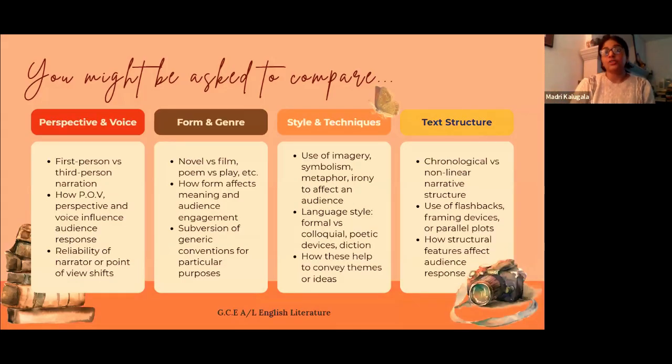Also, you could be asked to compare perspective and voice. That's definitely something they could ask you. What's the perspective of these texts? What sort of voice comes through? What is the reliability of the narrator? Or how does the point of view shift? And obviously form and genre is a big thing, but I think maybe form and genre is too broad for A-level style questions, because yours will be more focused. But in general, this is something to also remember.